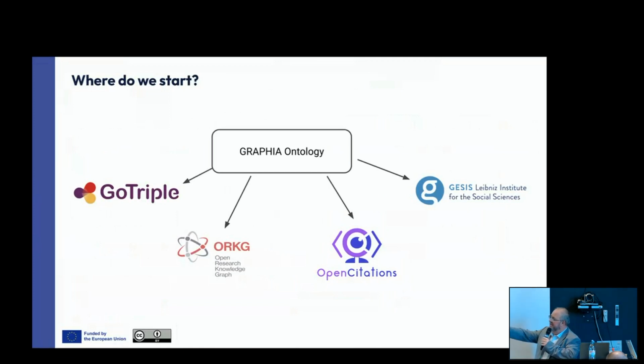Interestingly enough, the four of them have a common point, which is publications, right? A lot of things turn around publication, citation, analysis of the publication, and so on. So they already have a core of common concepts. Some of them are already perfectly aligned, some are not, so we can easily start with something.